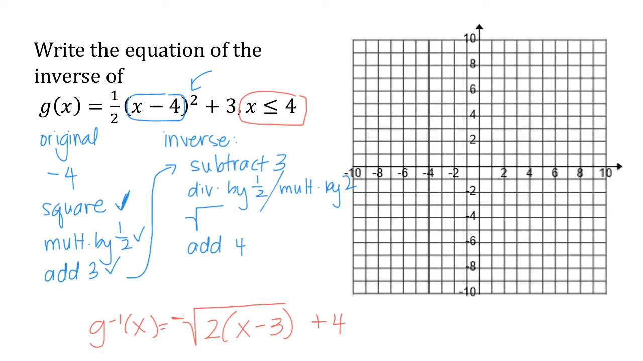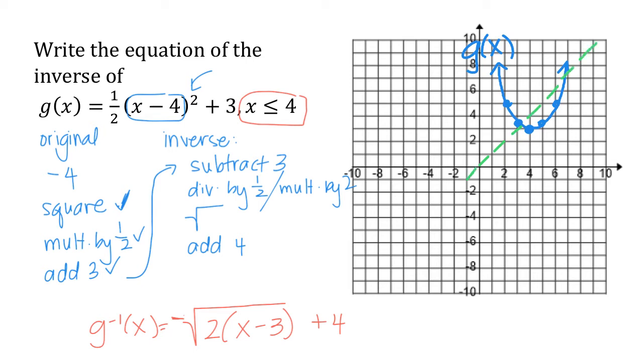So I'm going to graph the original function, g of x equals 1/2 (x minus 4) squared plus 3. So it's a quadratic, it's a parabola. It's vertically compressed by a half, and it's shifted to the right 4 and up 3. So I'm just going to sketch it. So here's g of x, and so we can picture what the inverse looks like, I'm going to reflect it over the line y equals x.